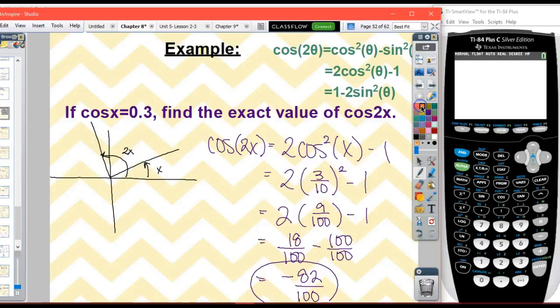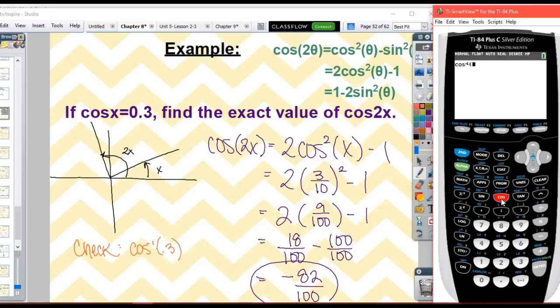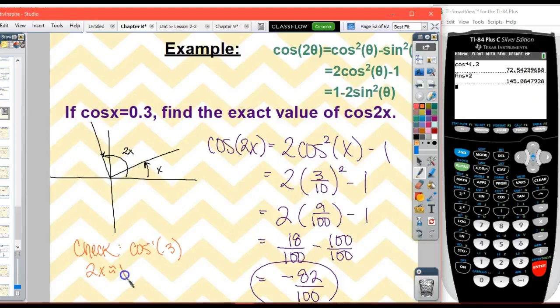Now let's say that we wanted to check our answer. I could find this angle by taking the cosine inverse of 0.3. So I'll go ahead and take cosine inverse, and notice I'm in degree mode, which doesn't matter. Cosine inverse of 0.3. And let's say that this angle x was 72 degrees-ish. Well, twice that would then be 145 degrees. So 2x is about 145 degrees.